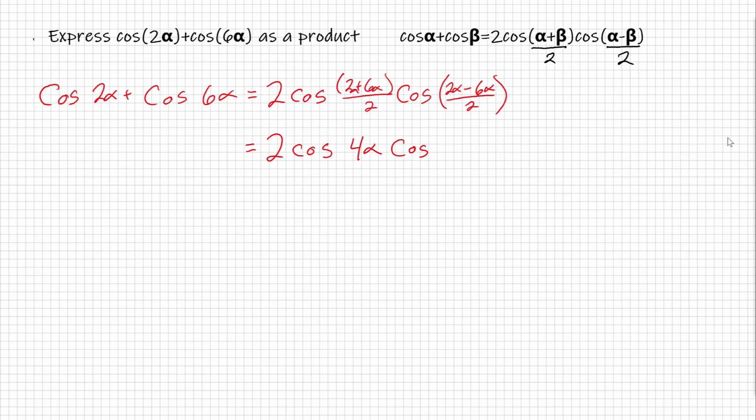And then cosine 2 minus 6 would be negative 4 alpha, divided by 2 would be negative 2 alpha. And we'll probably not find this as one of our answers if we're looking at this homework. That's because cosine is an even function. Remember that cosine of negative something is just going to be cosine of that same thing without the negative. So cosine of negative 2 alpha is going to be the same as cosine of positive 2 alpha.